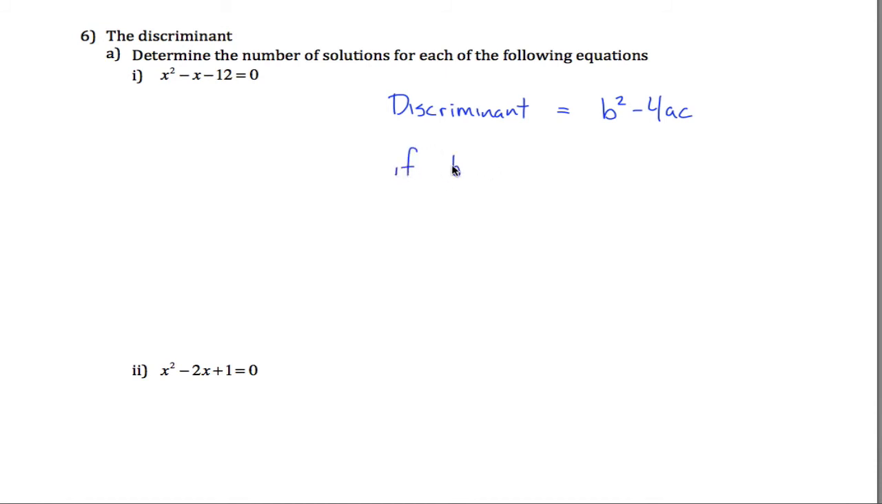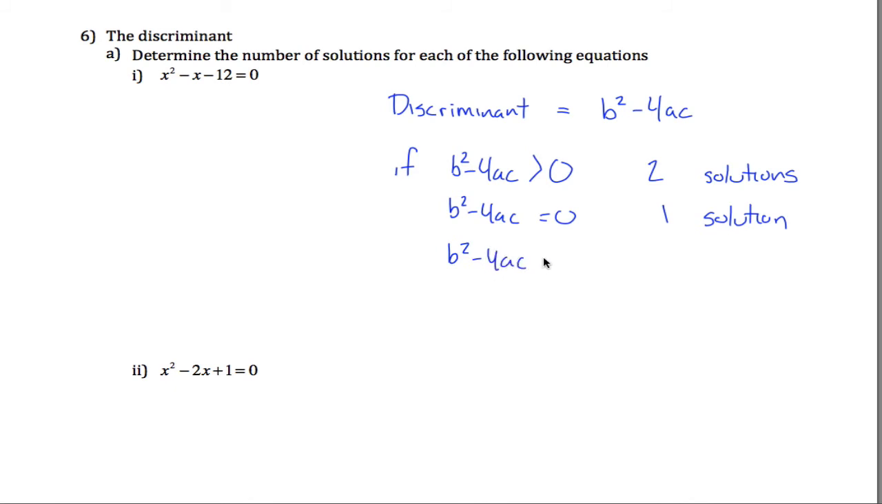If b squared minus 4ac is greater than 0, you get two solutions. Doesn't tell you what the solutions are, just tells you how many. If b squared minus 4ac equals 0, you only get one solution. If b squared minus 4ac is less than 0, you get no solutions. Actually, you get no real solutions. But for our purposes, we're talking about real numbers again. We went into complex numbers on the last quiz. We're done with that for a while. We're back to just real numbers.